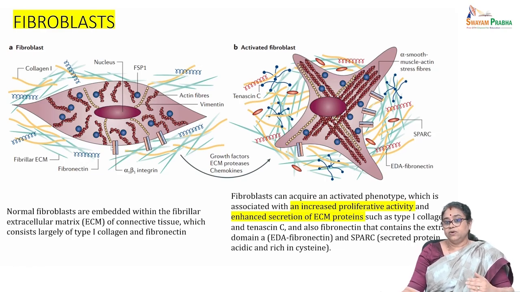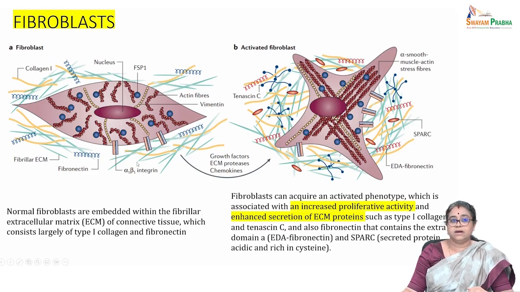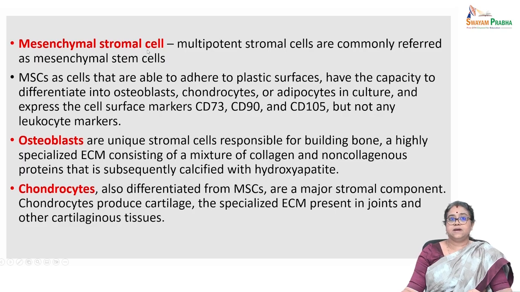As I mentioned, when you have an excess of tenascin C and fibronectin in the ECM, it helps the cells to invade very easily. So the fibroblasts which are activated will start proliferating and increasing the secretion of these ECM proteins, such as type 1 collagen, tenascin C and fibronectin, which contains an extra domain called EDA fibronectin, and also a protein called SPARC, which is a secreted protein, acidic and rich in cysteine. So these are some of the proteins secreted by fibroblasts which enhance the migration of tumor cells into the stromal area.